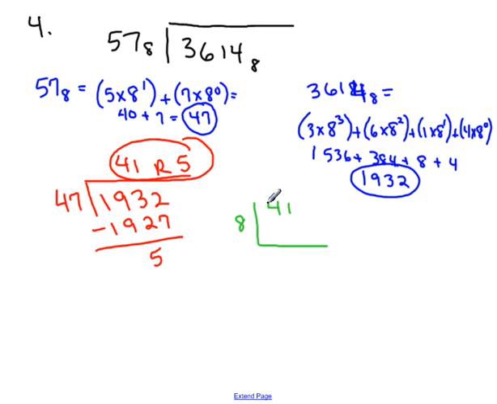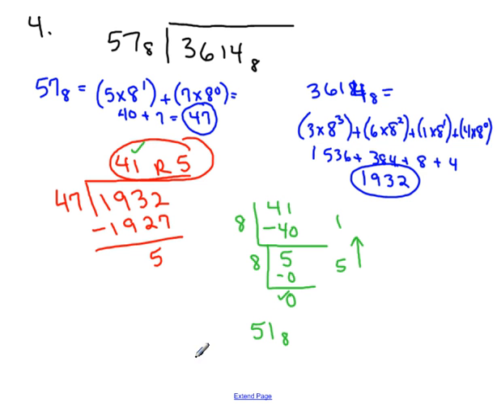So 8 divides into 41 5 times. 8 times 5 is 40 with a remainder of 1. Keep going because that's not 0. So 8 divides into 5 0 times. 0 times 8 is 0, remainder of 5. You're done. That is 0. The number, remember, bottoms up, makes that 51 base 8.